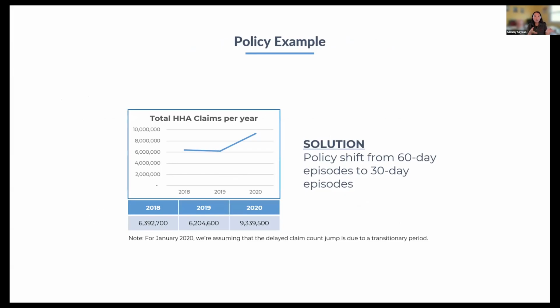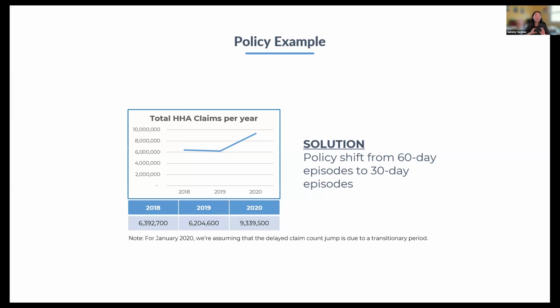So the solution to the policy example is that in 2020, CMS changed the home health agency policy. They shifted from a claim indicating a 60-day episode to claims indicating a 30-day episode. So any claims that would normally be from 31 to 60 days are now two claims rather than one claim. For January 2020, we saw that jump start in February.